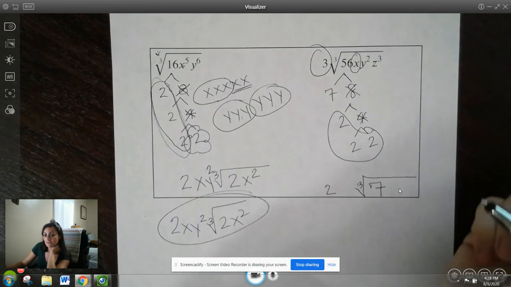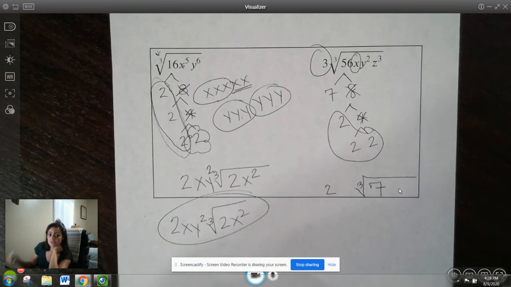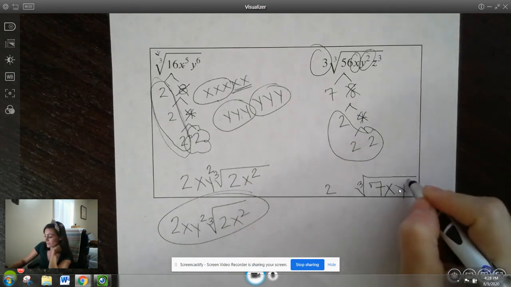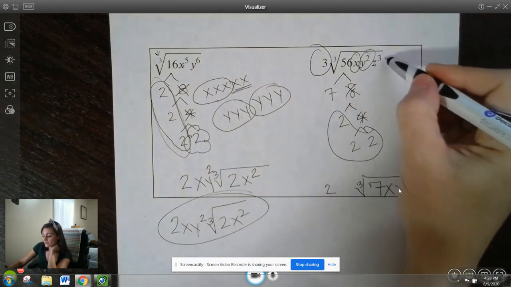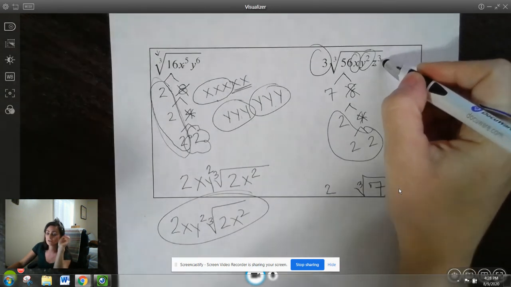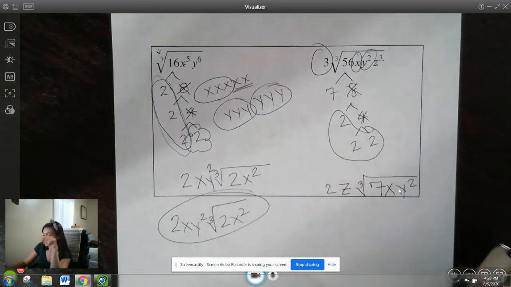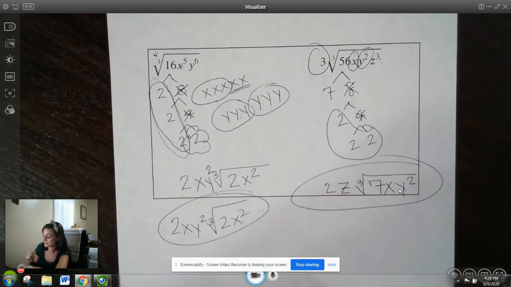This x doesn't even have enough to make it outside because it's only 1. That's got to go back in. Y squared doesn't have enough to make it out because it's only 2, so that's going back in. And z, there are exactly 3 z's, so that creates 1 group of z that goes outside. And that's the end.